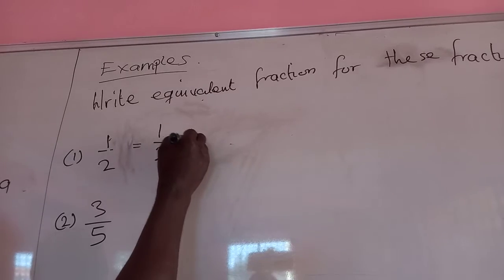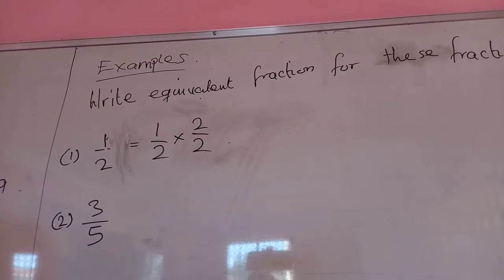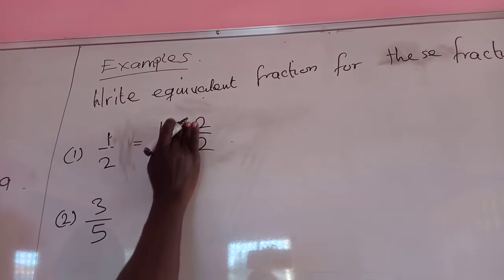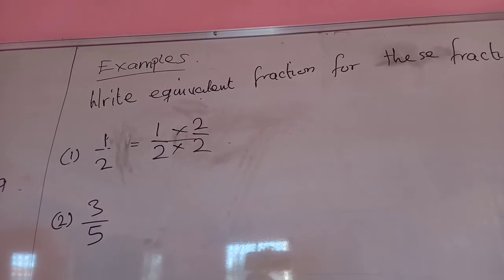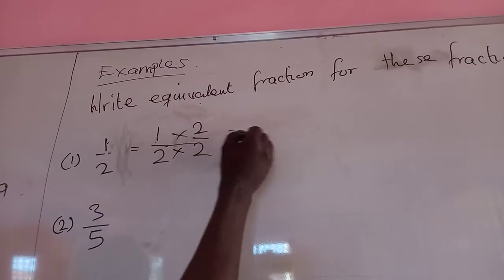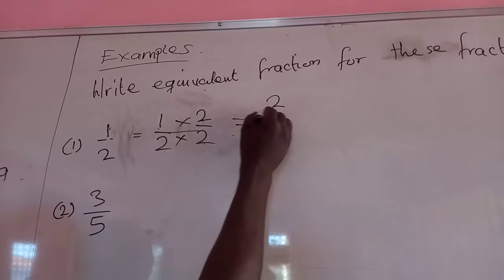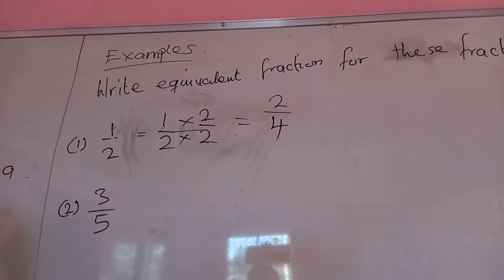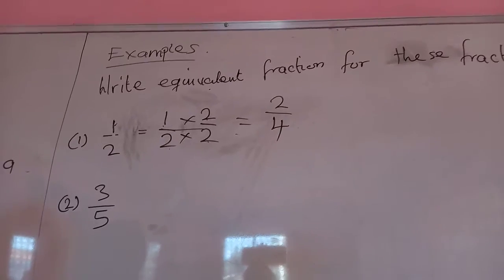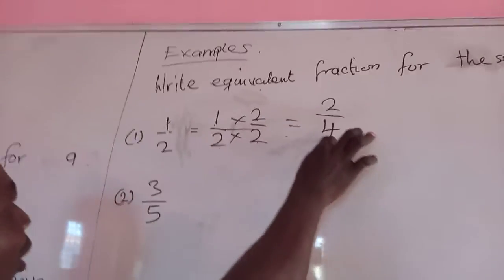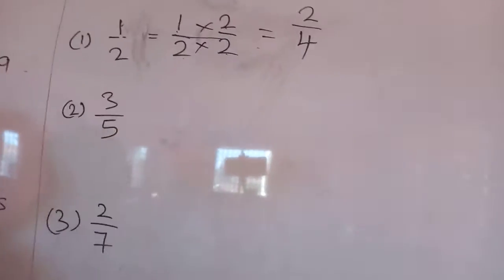So first of all, let's say 2. Let's multiply 2 to both of them. So I'm multiplying 2 to both of them, right? 1 times 2 will give me 2. 2 times 2 will give me 4. Like the diagram. So now 2 out of 4 is equivalent to 1 out of 2.